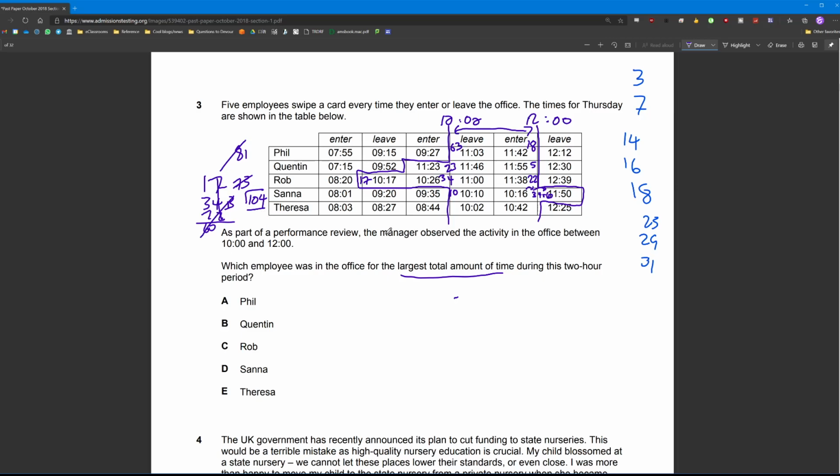And finally, Teresa left at 2 minutes after 10. And because she spent 30 minutes out of the office, we can immediately rule out Teresa because that means her maximum could not have been more than 90 minutes. So Teresa may have spent 90 minutes in the office, but that means it's impossible for her to have been first. So Sana was the answer. Sana is the one who spent the longest time in the office during the 2-hour period.